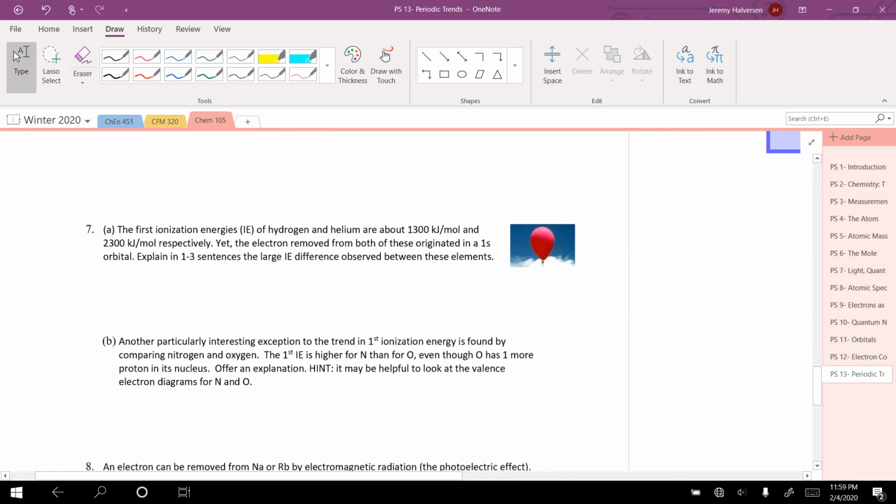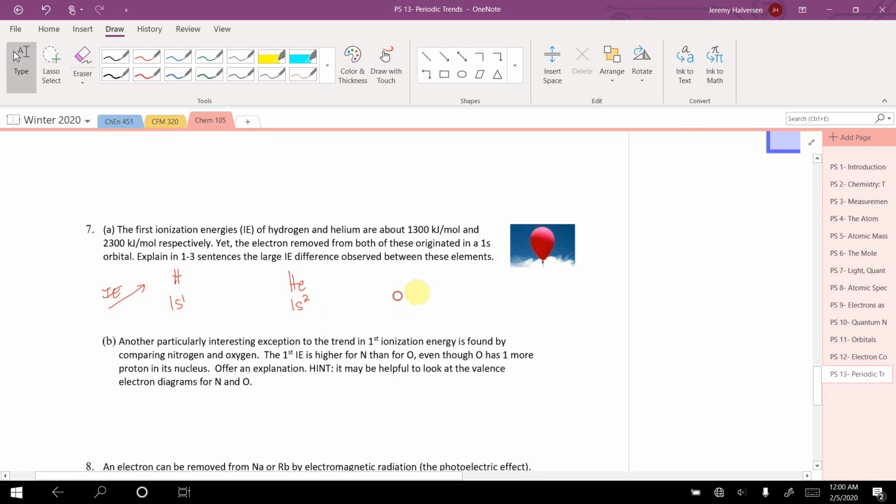All right, number 7. The first ionization energies of hydrogen and helium are 1,300 kilojoules per mole and 2,300 kilojoules per mole, respectively. Yet, the electron removed from both of these originated in a 1s orbital. Explain in 1 to 3 sentences the larger ionization energy observed between these two elements. All right, we know that ionization energy increases up and to the right. Okay, they just want us to explain: hydrogen is 1s1, helium is 1s2.